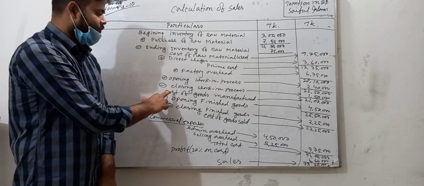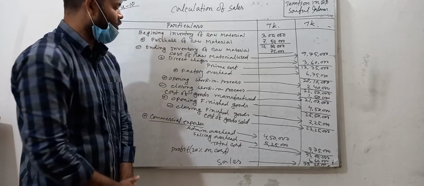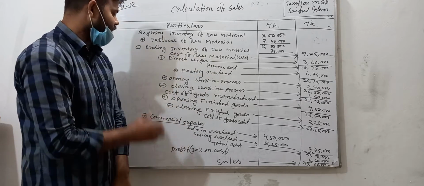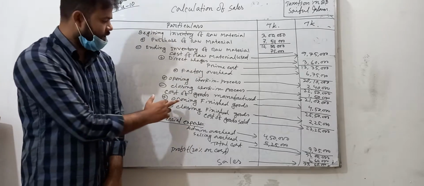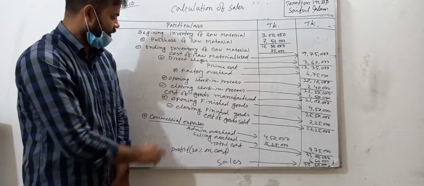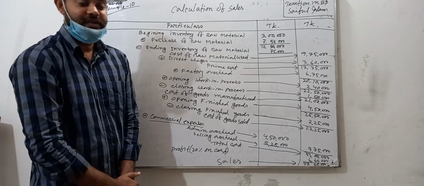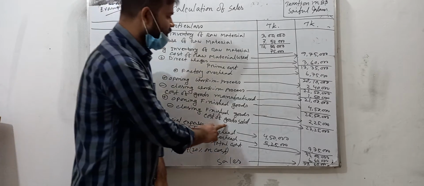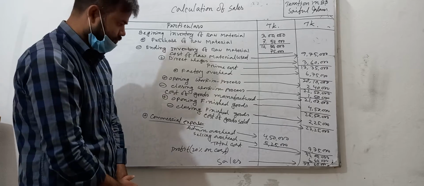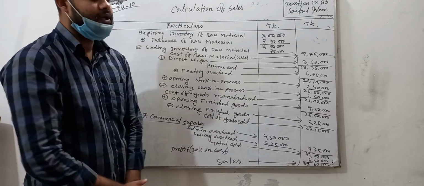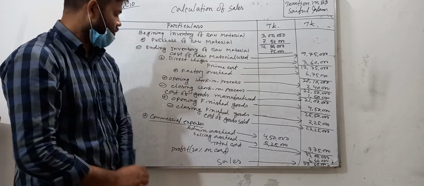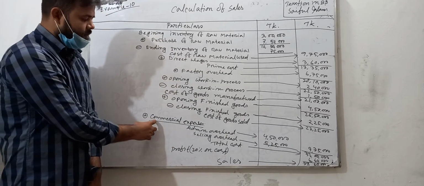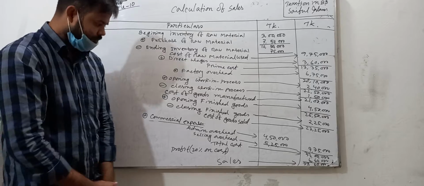After calculation of cost of goods manufactured, we add and deduct finished goods. At first we add opening finished goods and we deduct closing finished goods. Then the answer will be cost of goods sold. Here cost of goods sold is 23,25,000. With cost of goods sold, we add commercial expense.